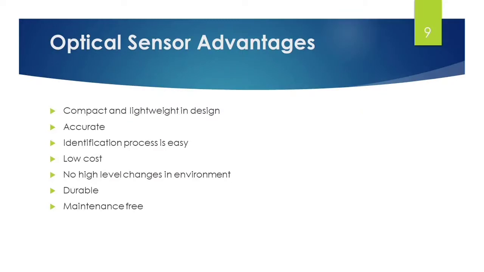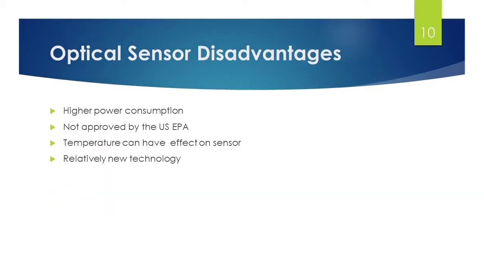Advantages of optical sensor: compact and lightweight in design, accurate, identification process is easy, low cost, no high level changes in environment, durability, maintenance free. Disadvantages of optical sensor: high power consumption, not approved by the US Environmental Protection Agency, temperature can have effect on sensor, relatively new technology.